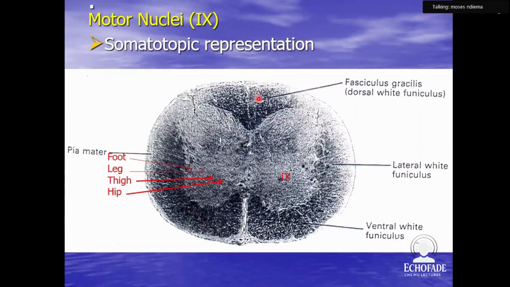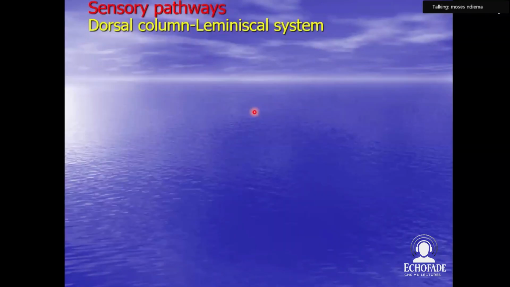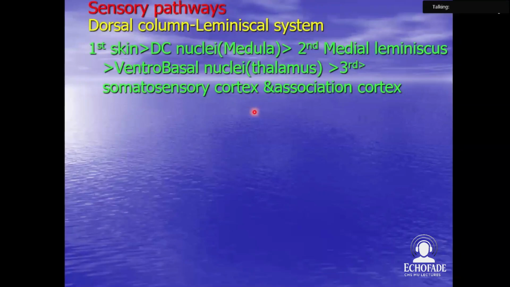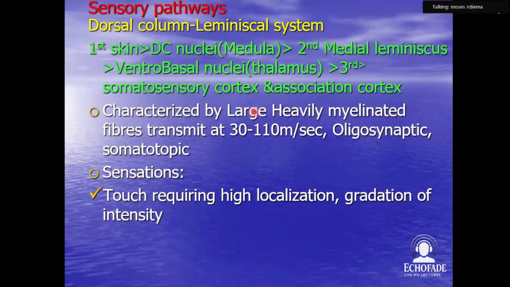And then the most lateral part, above T6, we have those axons that lie on the lateral part of the fasciculus gracilis. We call them the fasciculus cuneatus. The fasciculus cuneatus represents the upper part of the body, from T6 all the way to the neck region.